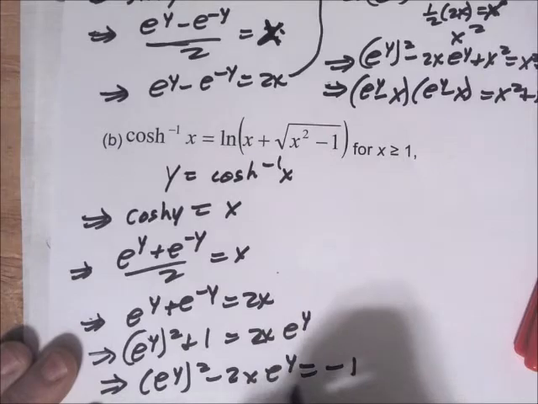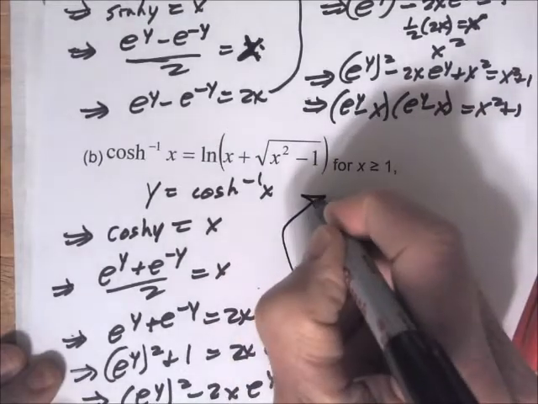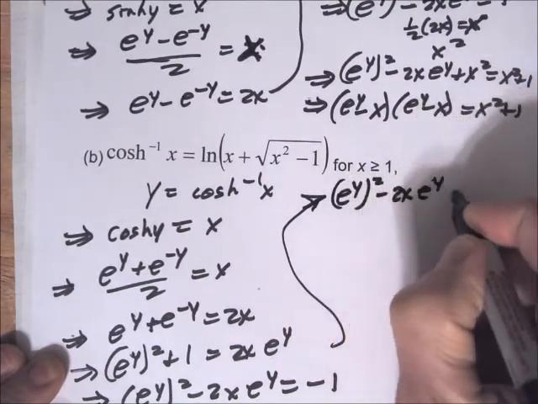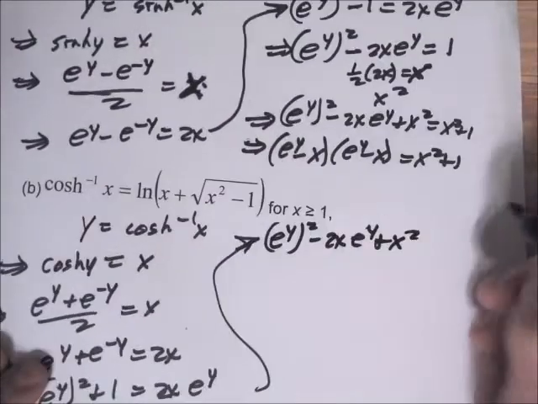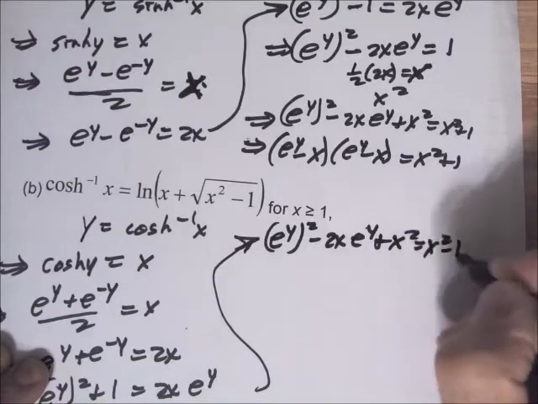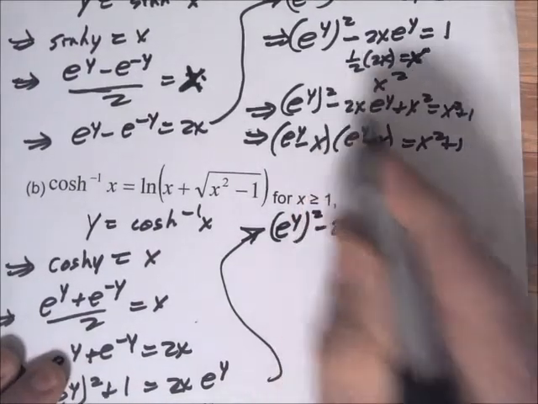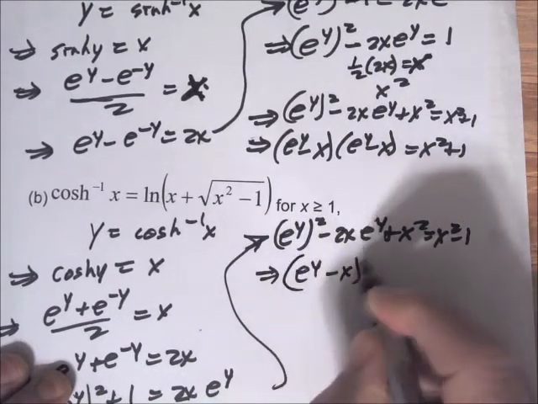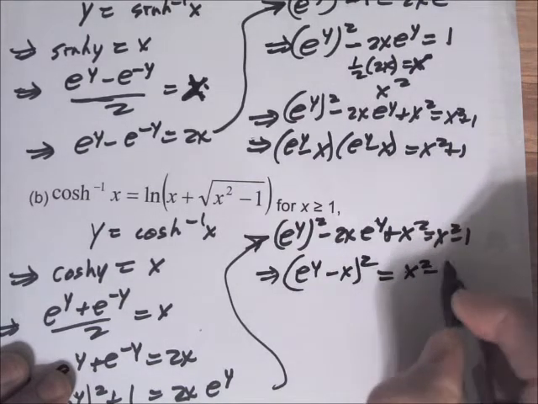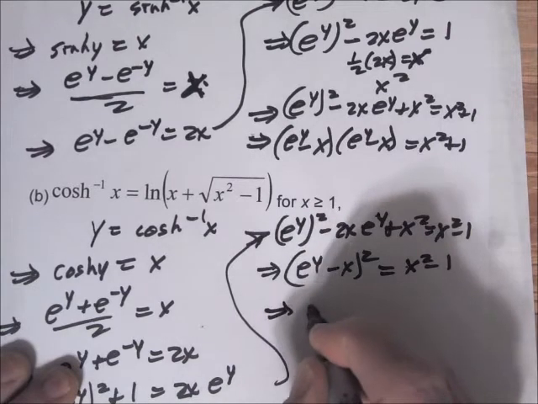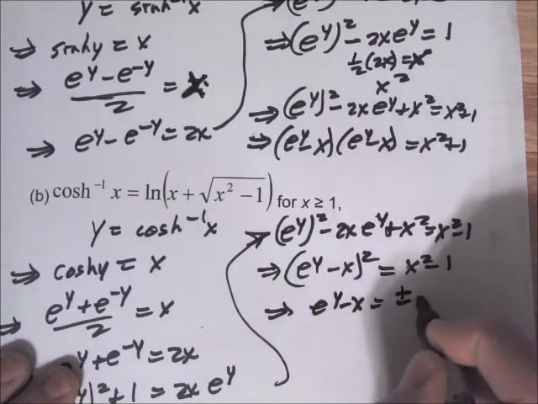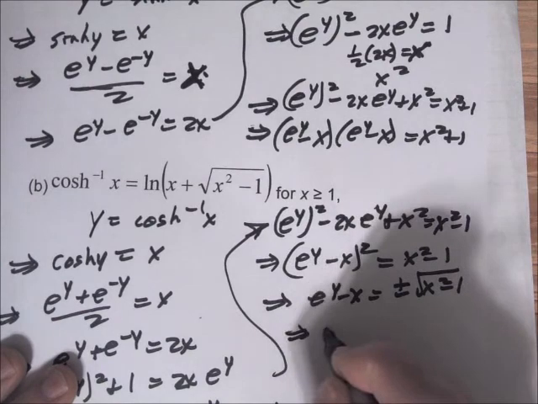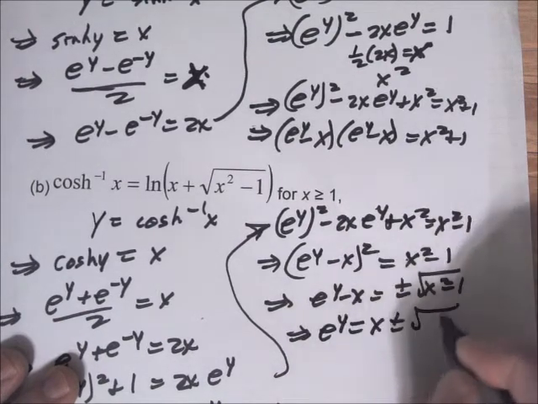We're going to make this into a perfect square, add x squared to both sides like we did before. So we'll have e to the y squared minus 2x e to the y plus x squared equals x squared minus 1. And then this becomes a perfect square, just as we did up here. We'll have e to the y minus x quantity squared equals x squared minus 1. Take the square roots. E to the y minus x is plus or minus square root of x squared minus 1, and add x to both sides. E to the y is x plus or minus square root x squared minus 1.